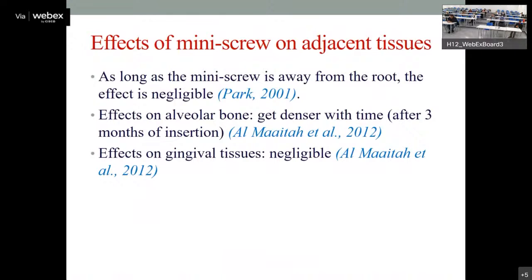What are the effects of mini-screws on the adjacent tissues? When we say adjacent tissues, we talk about the roots of the adjacent teeth, we talk about the alveolar bone, and we talk about the gingival tissues. So as long as your screw is away from the root, there is no effect on the pulp. The effect is negligible. Alveolar bone, we did a study in 2012, and we found that the mini-screws resulted in increase in the alveolar bone density after 3 months of insertion. The effect on the gingival tissue was also found negligible.